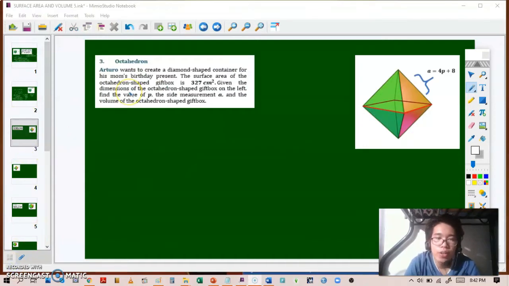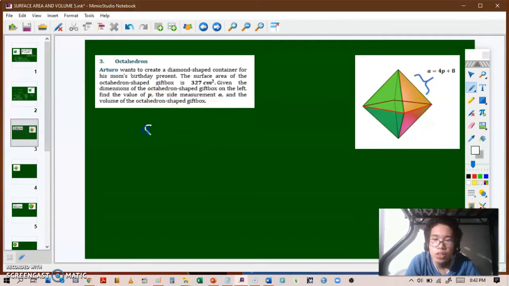Okay, so we have here another Platonic solid problem, the third one. So we have here an octahedron. Arturo wants to create a diamond-shaped container for his mom's birthday present. The surface area of the octahedron-shaped gift box is 327 centimeters squared. Given that the dimension of the octahedron-shaped gift box is on the left, so this one, a is equal to 4p plus 8. Find the value of p, the side measurement a, and the volume of the octahedron-shaped gift box.